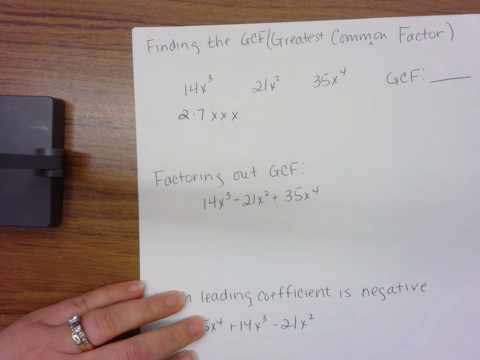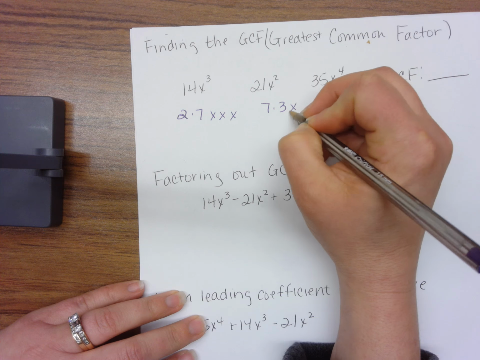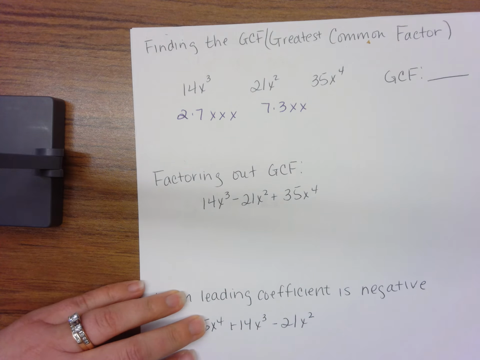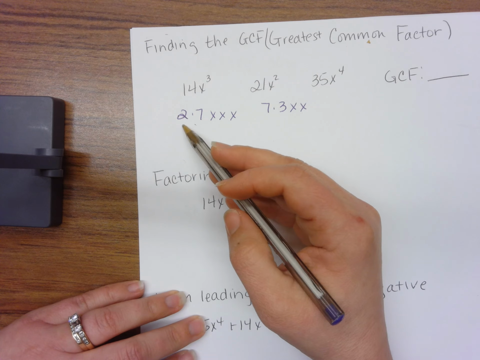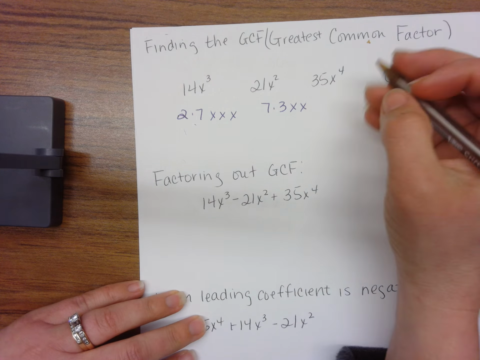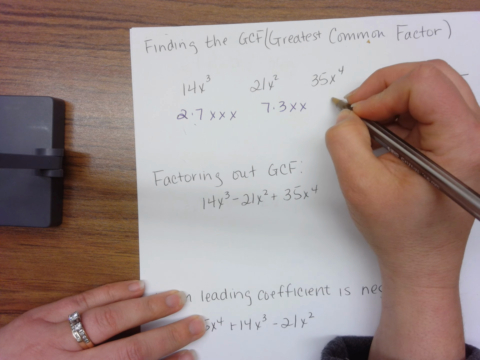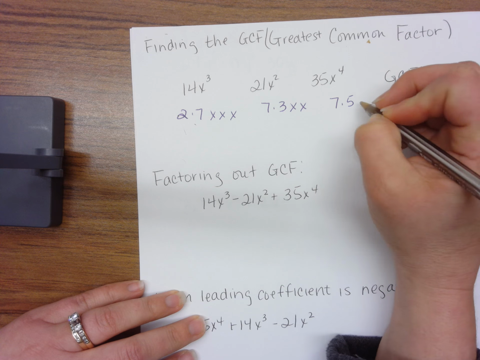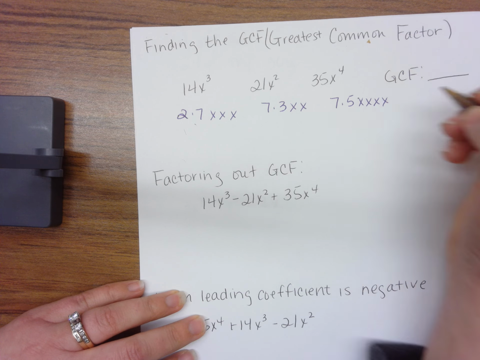So 21x cubed would be 7 times 3, and then I've got 3 x's. Okay, and then my 35x to the fourth, and 7 and 3 and 2 and 7 are all prime numbers. 2 is the only even prime number because that's the first one. And so 35x to the fourth can be written as 7 times 5, both prime numbers, times 4 different x's if I write them out the long way.